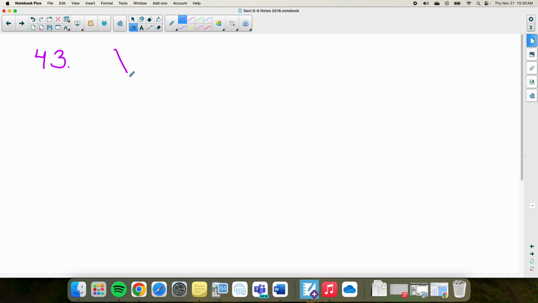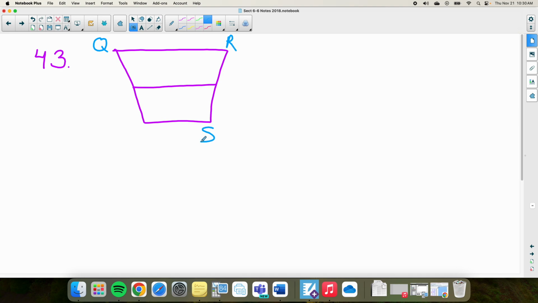They give us a trapezoid that looks like this, and they say that this is Q, R, S, T, and PM. Then they also tell us in 43 that PM is 2x. QR is 3x. And TS is 10. And this is one we did not do one like.